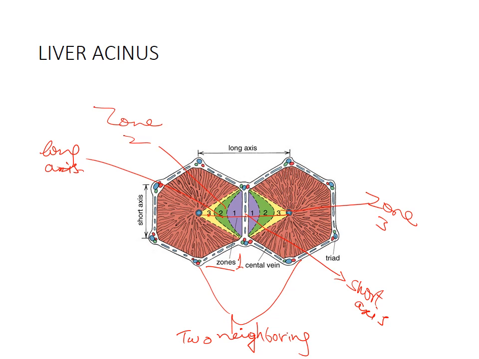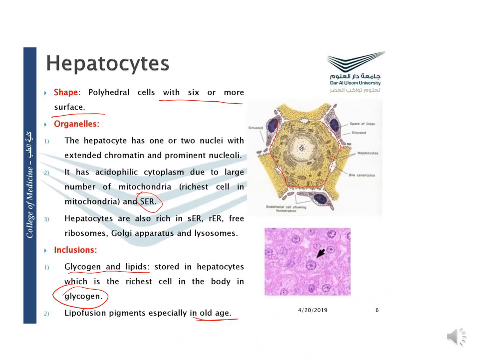Now the outermost zone, that is zone 3. The hepatocytes of this zone are located farthest from the branches of the hepatic artery and portal vein. In case of liver ischemia, the cells of zone 3 die first of all, and they are last to regenerate when the blood supply is restored. So understandably, the hepatocytes of zone 3 are the last to be affected by the blood-borne toxins.